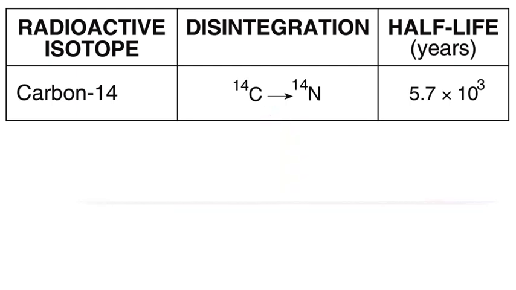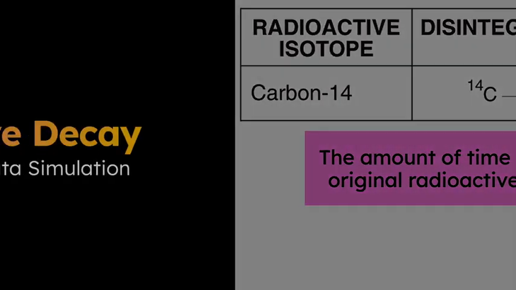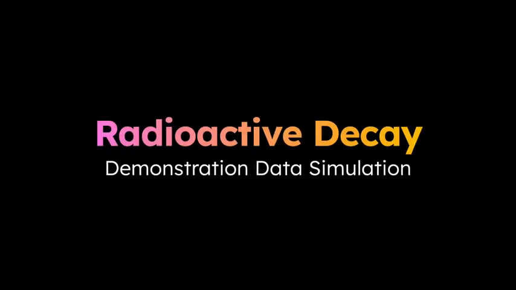And then finally, the third column, labeled half-life, shows the number of years that it takes for half of your original radioactive substance to decay into the daughter product. So in the case of carbon-14, every 5,700 years, half of your original carbon will have decayed into nitrogen. Now, to really wrap your head around this, it's best to look at an example. So let's dive in with a little simulation here.